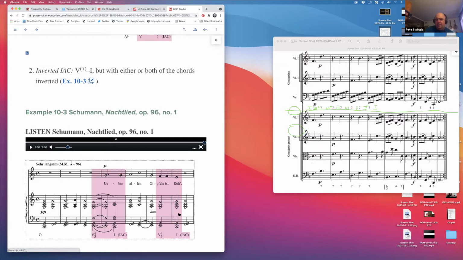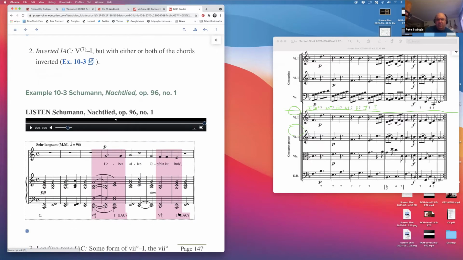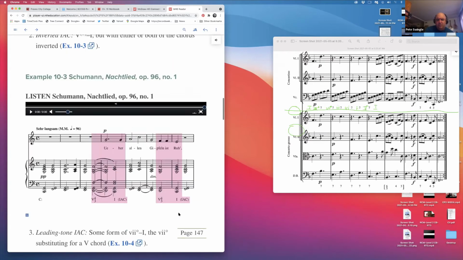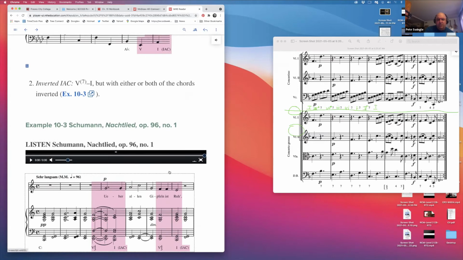On the IAC, can the 1 also be inverted, or is it just the 5? It's either or both. Okay.